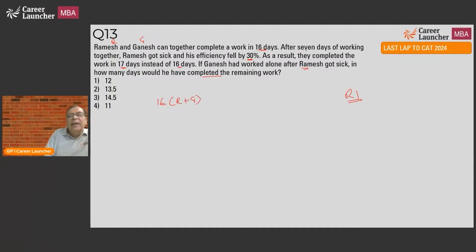Now what happens in the second case? Ramesh and Ganesh worked together for 7 days. Then Ramesh got sick and his efficiency fell by 30%. And they finished the work in 17 days. So for the next 10 days, Ramesh worked at 0.7 R and Ganesh worked as usual. These two have to be equal. Find R upon G and solve the question. Standard round one question, time and work question. You should be able to get this in place.